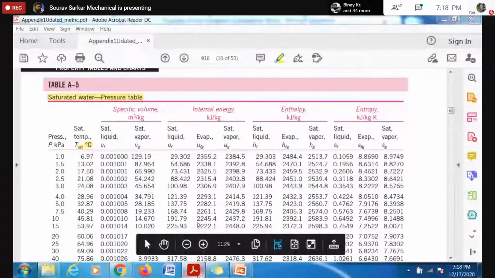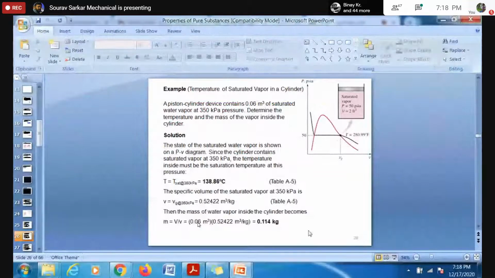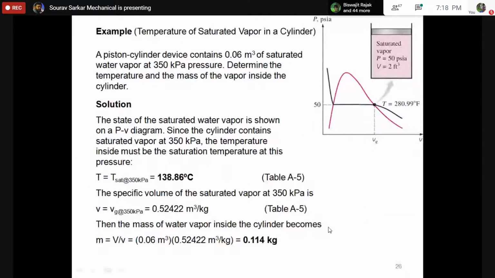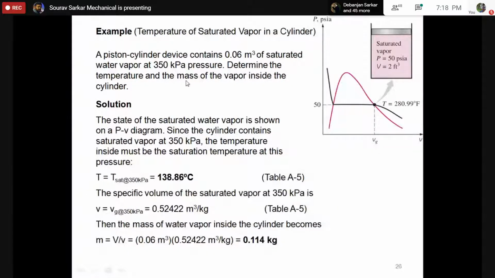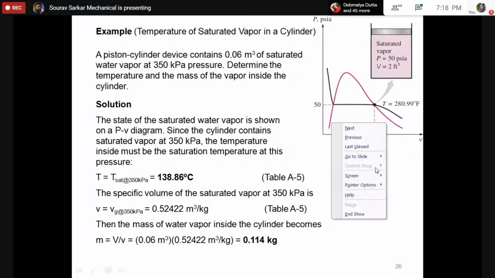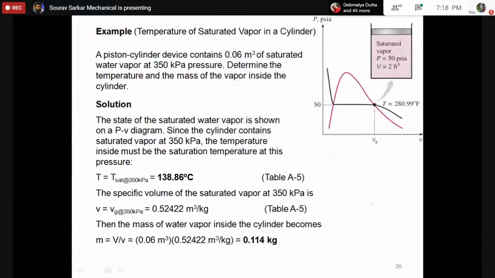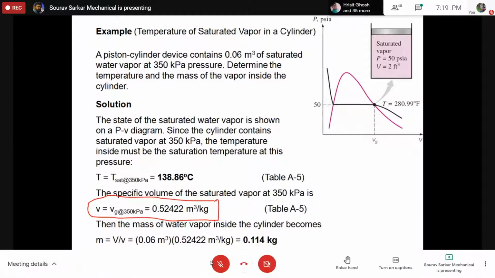So I know what is my temperature. Next, they are asking that you know the final volume, and you have to calculate the mass of the vapor inside the cylinder. So if you know the final volume and the specific volume, you divide the final volume by the specific volume. If I know the specific volume from the table, how can I find this? Can you verify this data is true? Can you verify the table?